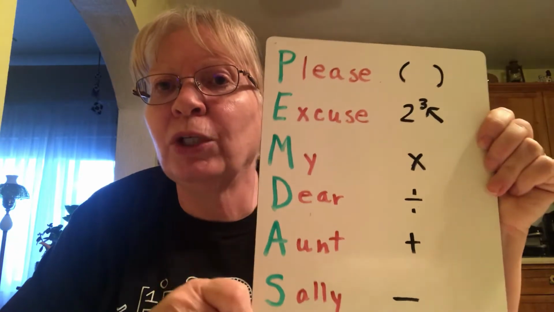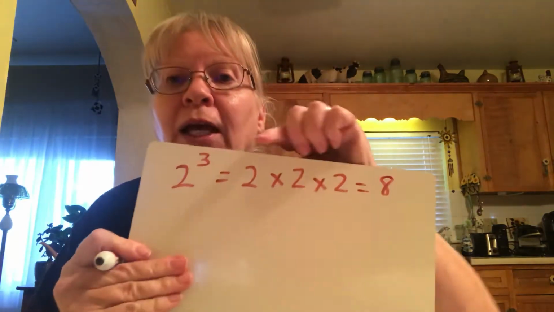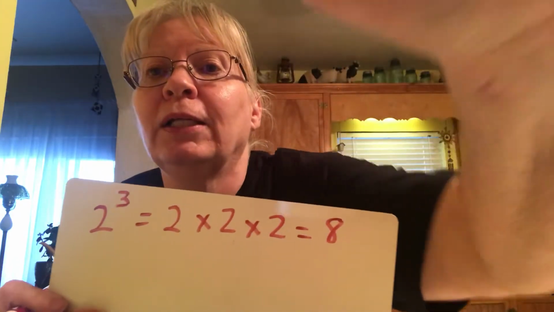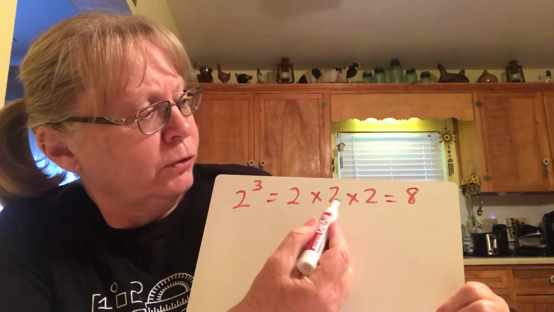We're going to talk a little more about the exponents, which is that little number by the 2. Okay, if I have an exponent, the exponent means how many times I'm going to multiply that number by itself. So like in the example, 2 to the 3 is the same as 2 times 2 times 2. Okay, so I have 1, 2, 3 2's here, so 2 times 2 is 4, 4 times 2 is 8.